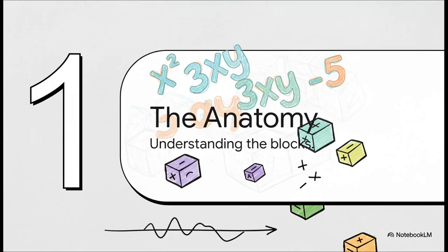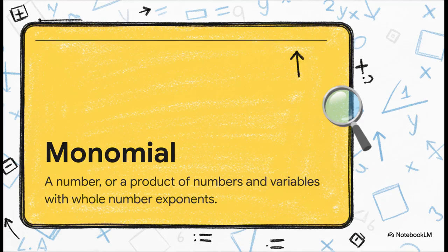Okay, so to get a handle on the whole thing, we have to start small. We've got to start with the absolute most fundamental building blocks. Think about it, right? You've got to learn the alphabet before you can read a sentence. So first, let's learn the letters of algebra. And that first, most basic building block is called the monomial. It's just a single term.